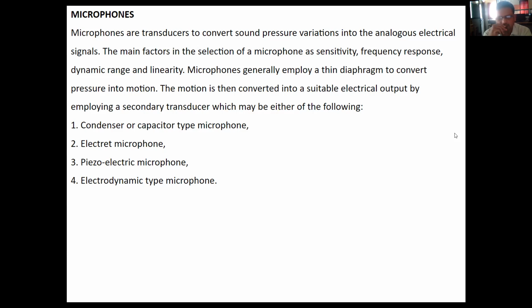Microphones generally employ a thin diaphragm to convert pressure into motion. The motion is then converted into a suitable electrical output by employing a secondary transducer, which may be any of the following. First, condenser or capacitor type microphone. Second, electret microphone. Third, piezoelectric microphone. Fourth, electrodynamic type microphone. Now we'll see the microphones one by one.